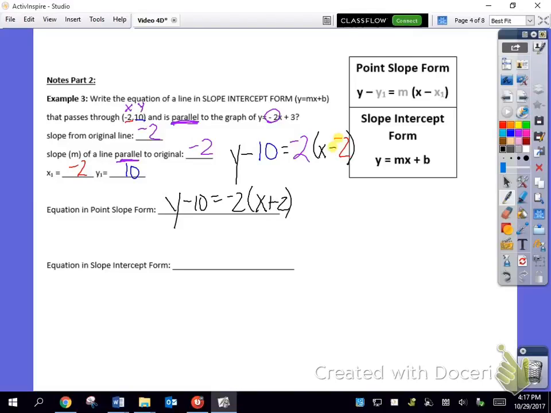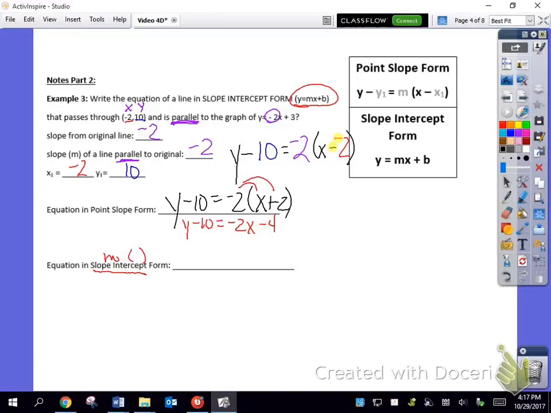Now, that's point slope form, but I have to go to slope intercept form, and slope intercept form means no parentheses. So I have to clear the parentheses, okay? So I need to multiply. So I've got y minus 10 equals negative 2x minus 4.